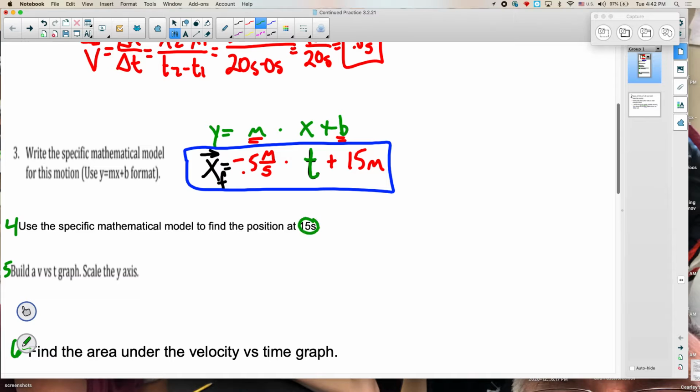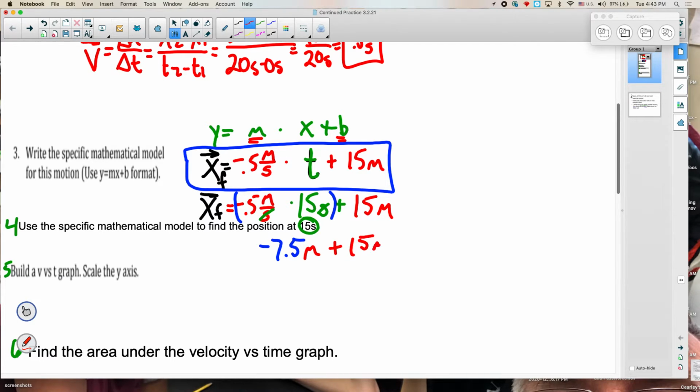So the 15 seconds goes in for our clock reading, so that's 15 seconds times our velocity of negative 0.5 meters per second, plus our starting position. According to order of operations, multiplication has to happen before addition. So half of 15 is 7.5, so the negative of that is negative 7.5. A meter per second times seconds: seconds cancel out, which leaves us with just meters. Plus 15 meters is equal to the final position.